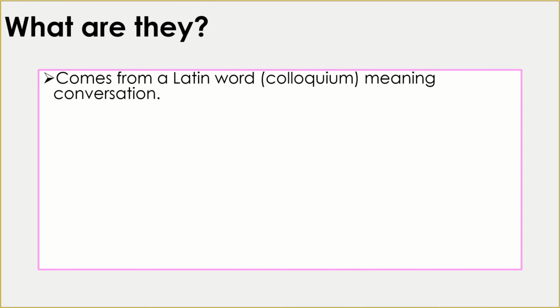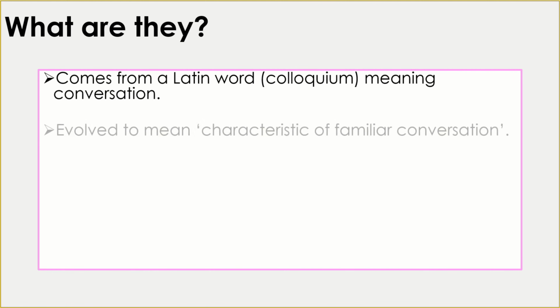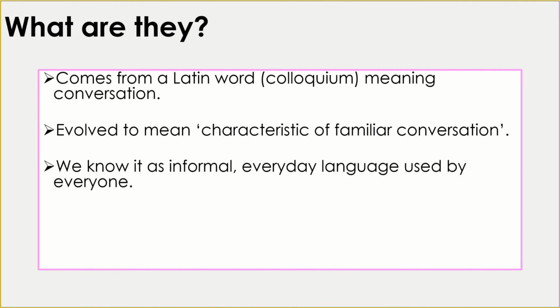Colloquialism comes from the Latin word colloquium, which just means conversation. Now, in the modern day, it's evolved from that and it means the type of language that you would use in everyday conversation, or to put that formally, characteristic of familiar conversation. Basically, colloquial language is informal language, the types of words and phrases that you would use in a conversation with your mates, but you wouldn't find in a formal letter or essay.